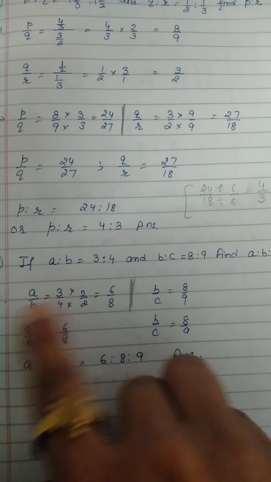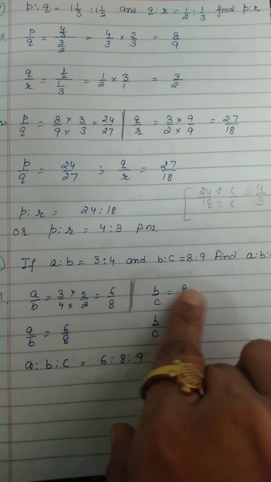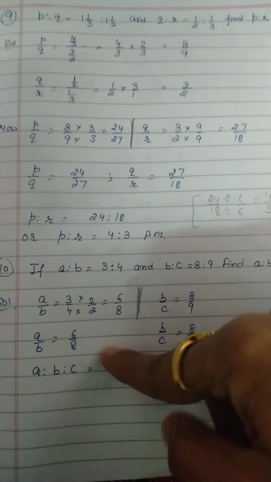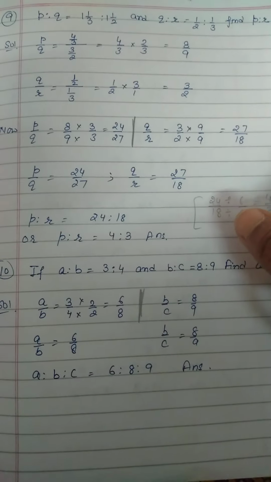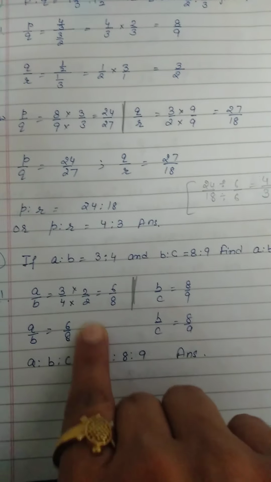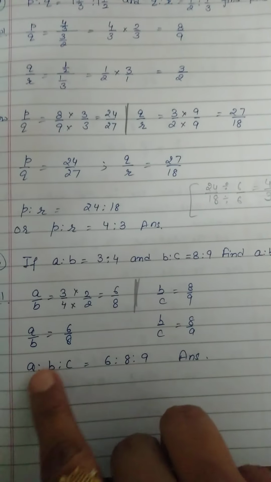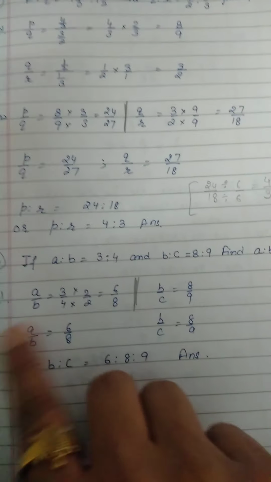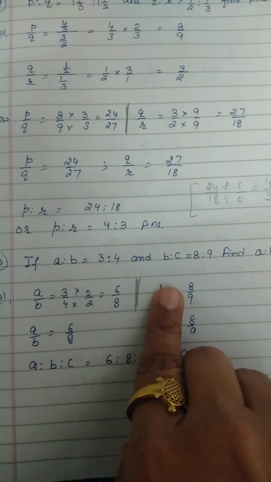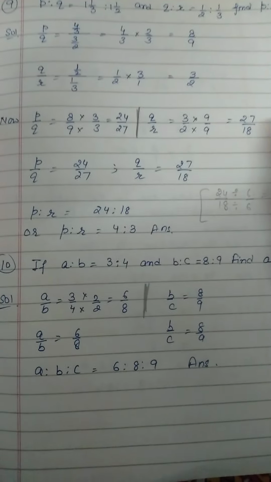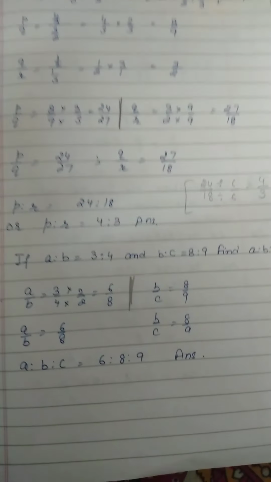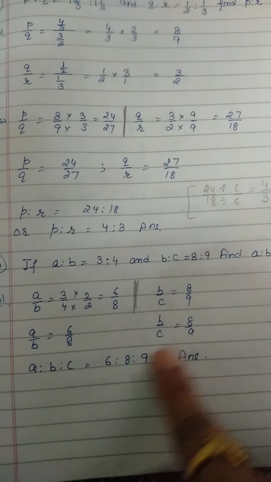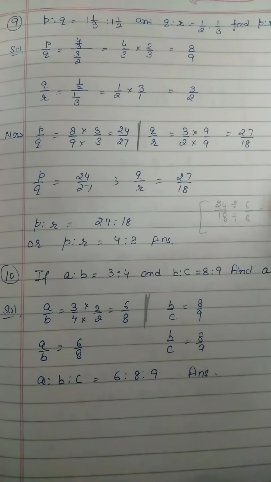So to make the value of B the same, if we multiply with 2 by 2, always multiply with both numerator and denominator. This can also be done. So we get A by B is 6 by 8, B by C is 8 by 9. Value of B is the same. Our main motto is that the one variable that is common in both, that value should be the same. So we get A ratio B ratio C as 6 ratio 8 ratio 9, but it is not going to be simplified further, so you can leave it as it is.